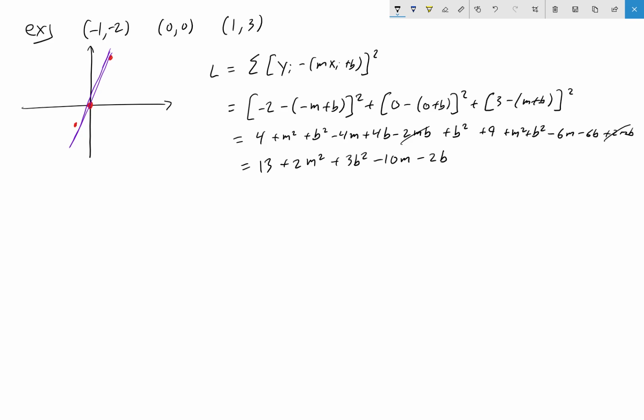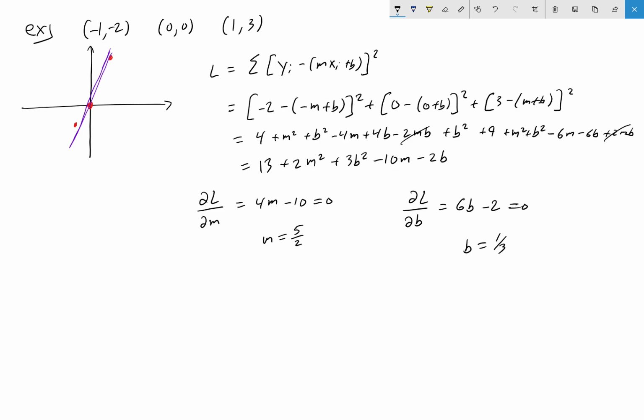Okay, so now we can do those partial derivatives. Partial derivative with respect to m is going to give me 4m minus 10, and that's going to be set equal to 0. That tells me that m has to be 10 on 4, or 5/2. Partial of L with respect to b is going to be 6b minus 2. Set that equal to 0. Tells me that b has to be 1/3.